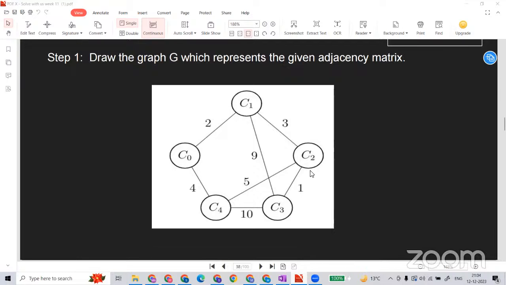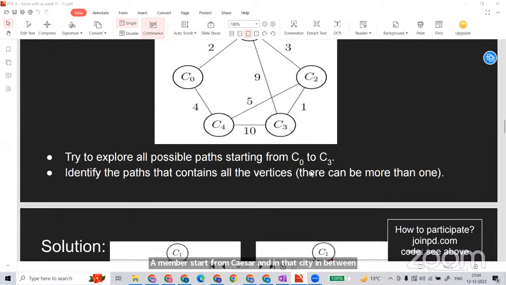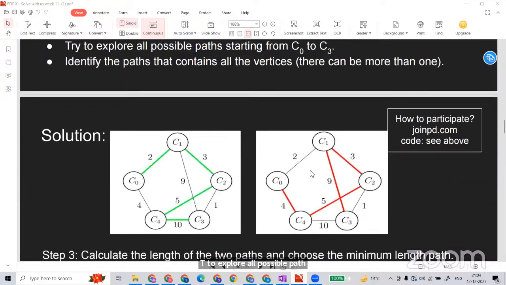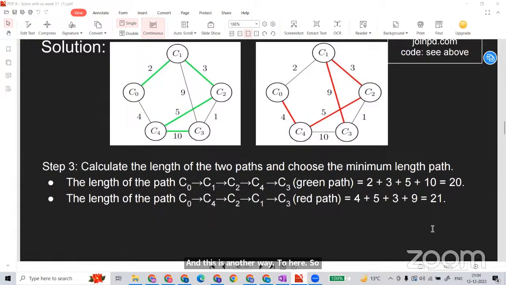Yes. So let's see that. An inspection team member starts from C0 and ends at C3. In between, he has to travel C1, C2, and C4. Try to explore all possible paths starting from C0 to C3. So this is one way, and this is another way. This one is 20 and another one is 21.